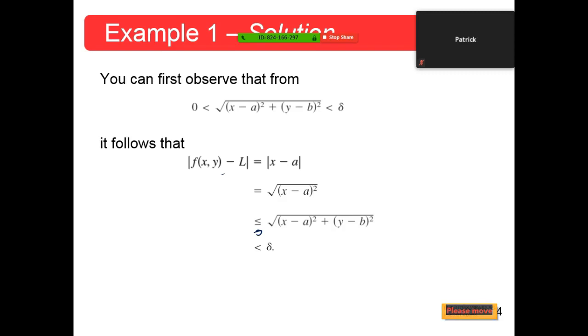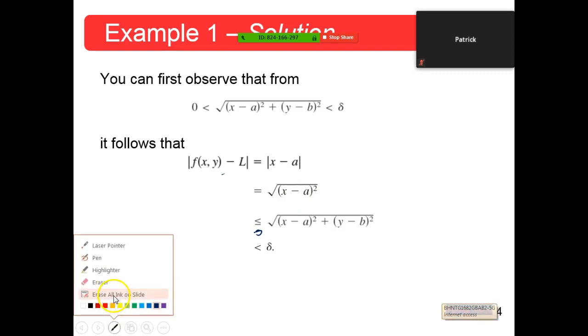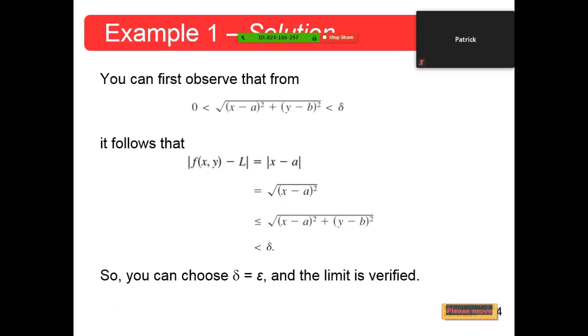So that's why I was saying the whole problem is set up almost as if it answers itself. It really doesn't, but you have to work through it. It really feels like it. So you can choose delta equal epsilon. The limit is verified. Okay? Because you knew this was less than or equal to epsilon, less than epsilon, and this is also less than delta. So any epsilon you choose the same delta. You guarantee it. Okay?